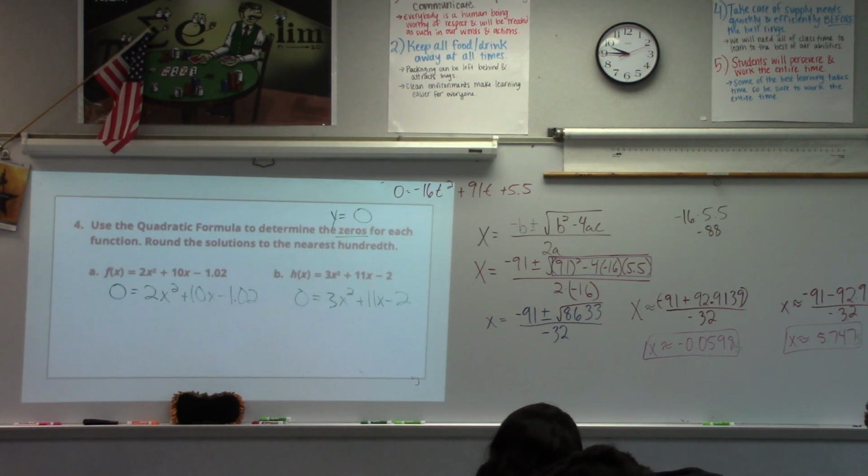The standard form has to equal 0, but then you're trying to solve for x. So x is equal to all of this. Does that make sense and clarify?